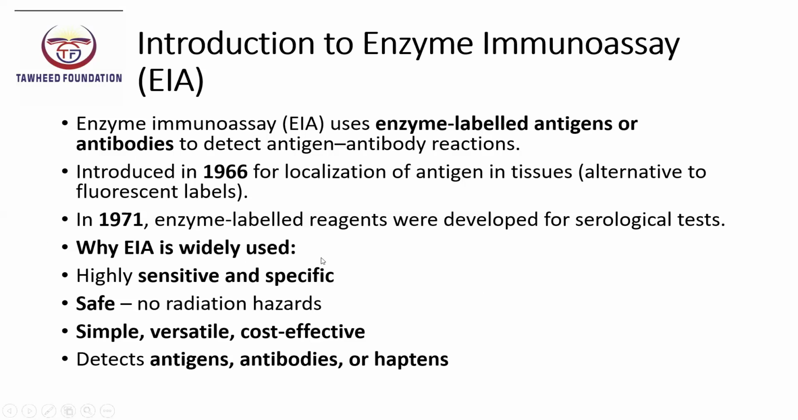EIA is widely used, highly sensitive and specific, and can detect low concentrations of antigen or antibody. Safe, no radioactive isotopes involved, unlike RIA. It is simple, versatile, and cost effective. That means it does not require complex instrumentation. It detects antigens, antibodies or haptens, with broad application in diagnostics and research. So it highlights that EIA was a major advancement over RIA in terms of safety and practical use.